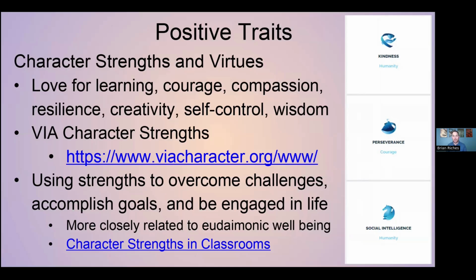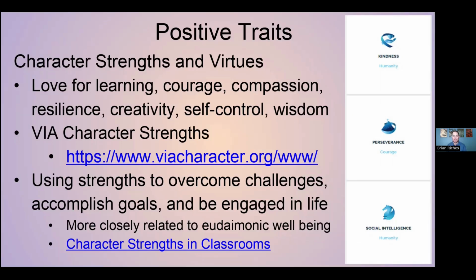So things like love of learning, courage, compassion, resilience, creativity, self-control, and wisdom are all examples of character strengths that people might have. The idea behind character strengths is that everybody has some of them and you can build them. They can change over time, they might decrease over time, but you can intentionally try to build them and you can use them in positive ways.